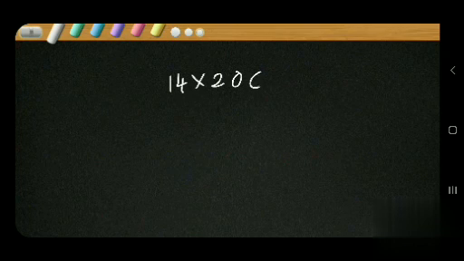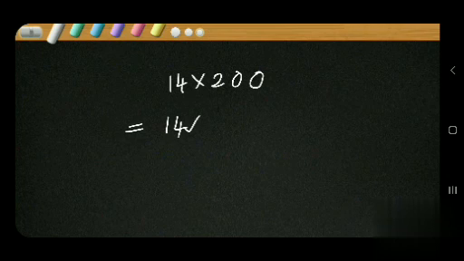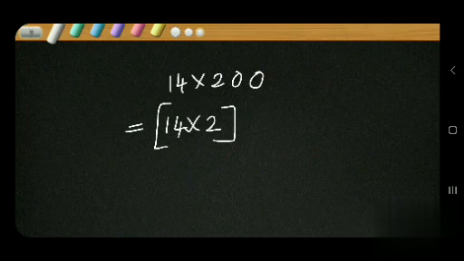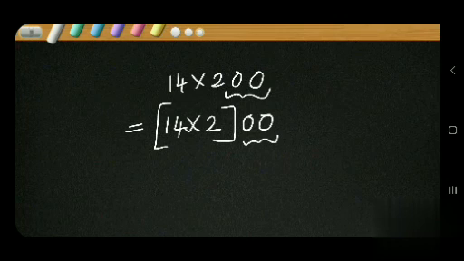Okay, so let's try to multiply. Suppose we have to multiply 14 into 200. Don't write, just listen carefully. For this, first we have to multiply 14 into 2. Clear? Then we will get one answer. With that answer, put two zeros. Why two zeros here? Because in 200 there are two zeros.